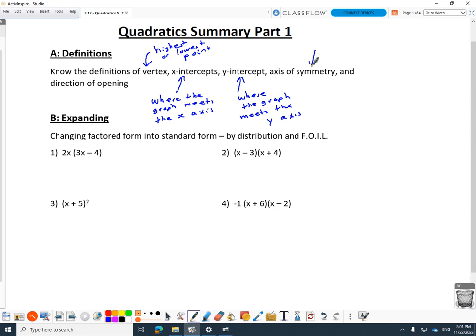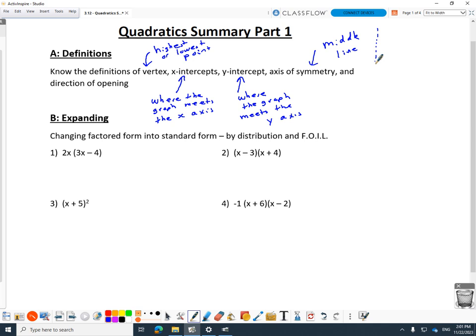Thank you. The y-intercept is where the graph meets the y-axis. And then the axis of symmetry is that middle line. I've often put a dotted line to say there's that middle line. Do those words all ring a bell?